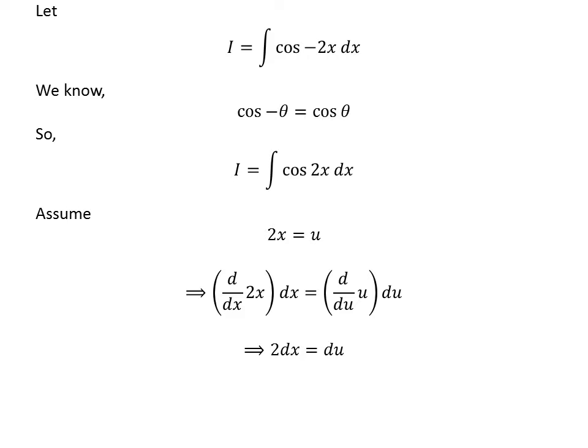As we know, differentiation of 2x with respect to x is equal to 2 and differentiation of u with respect to u is equal to 1. So we are left with 2 into differential of x is equal to differential of u. I have taken 2 to right, so I got differential of x is equal to 1 upon 2 into differential of u.